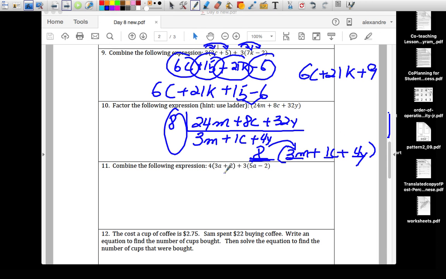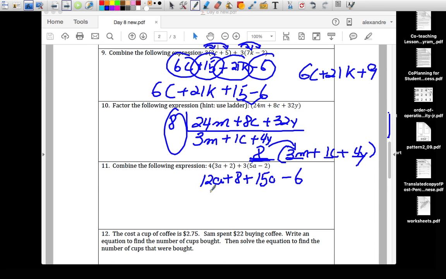Another combine like terms, so let's see. Birds attacking the pigs here. 4 and 3a is 12a. 4 and 2 is 8. Plus 3 times 5a is 15a. Minus, and 3 times 2 is 6.